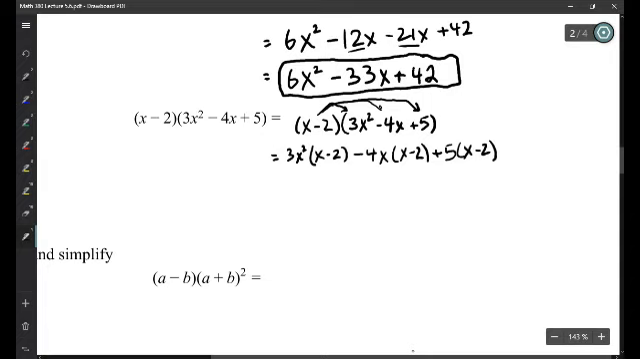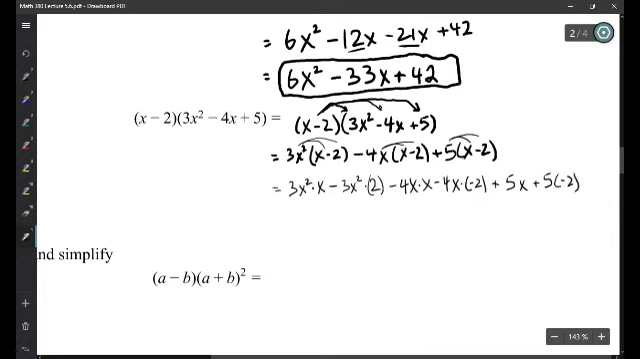Now we have monomials times binomials. So distribute in. You get 3x squared times x minus 3x squared times 2. And then next terms, minus 4x times x and minus 4x times negative 2. Notice how I'm encasing these constants in parentheses for the multiplications. Last term, distribute through 5. 5 times x, 5x. And then 5 times negative 2. So it's positive 5, so do plus 5, and then times negative 2.